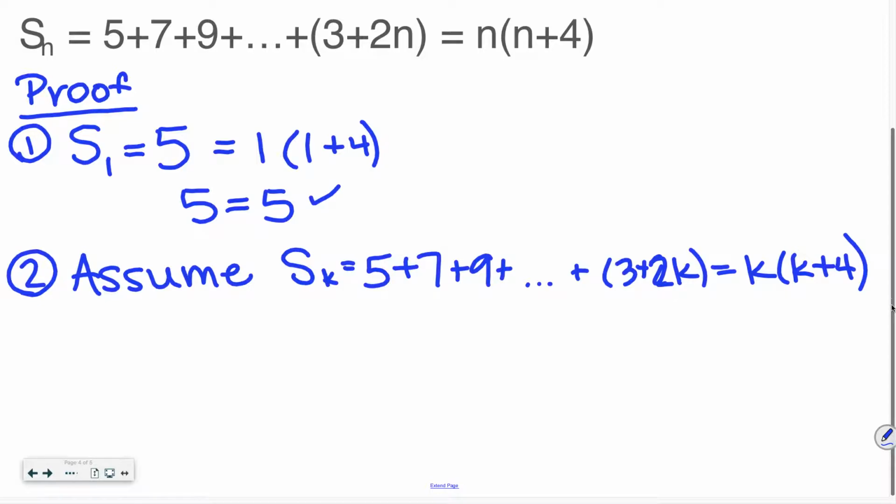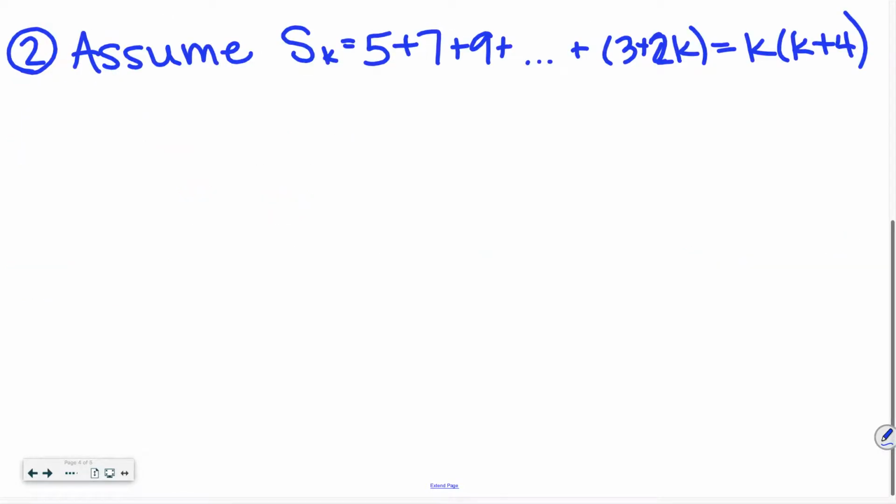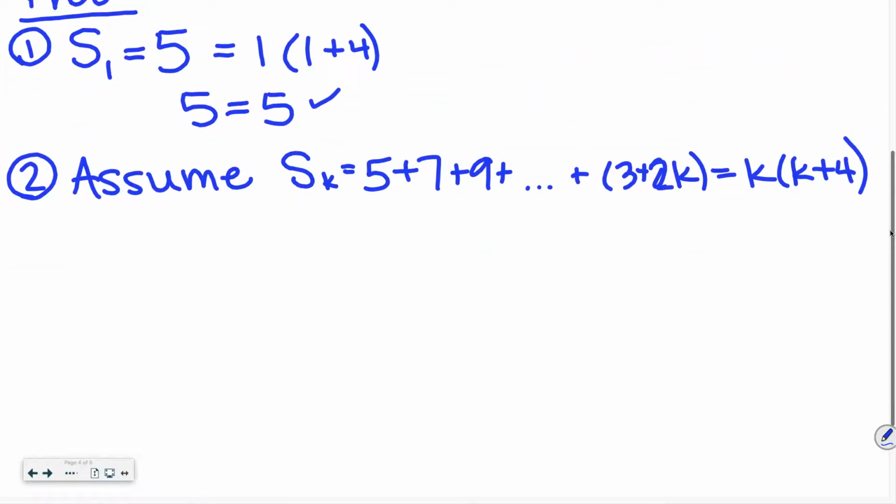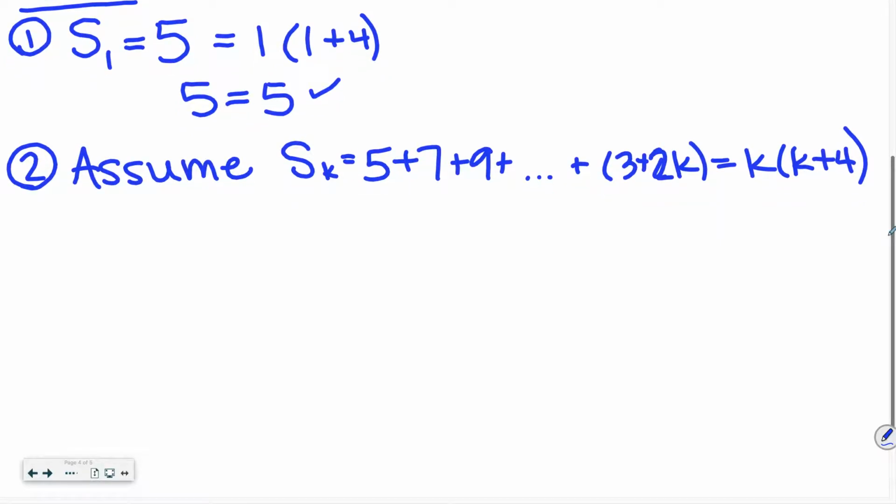So if we assume that K is true, we now need to show K plus 1 is true. So let's look at the K plus 1 sum. So I'm going to write then the sum of the K plus 1 terms. Remember, like we talked about yesterday, if we're going to add up the first 5 terms, when we go to add up the first 6 terms, it's that same sum plus the 6th term.